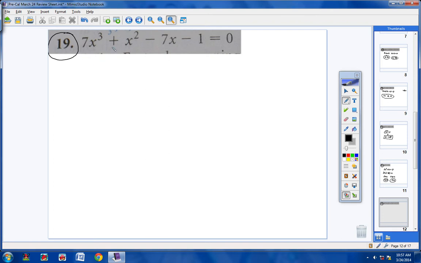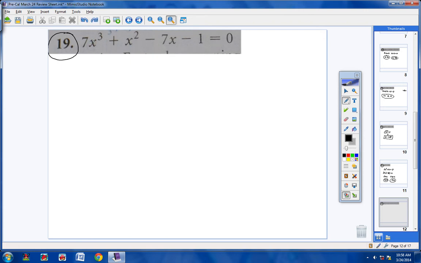On number 19, you realize you have 4 terms, and notice they're set equal to 0. Now the best way to solve these is always try to factor first, and the best way to factor these is to factor by grouping. In other words, pull out what's common in the first 2 terms, and then pull out what's common in the second 2 terms. And by the way, one of these types of problems is on your test, okay?